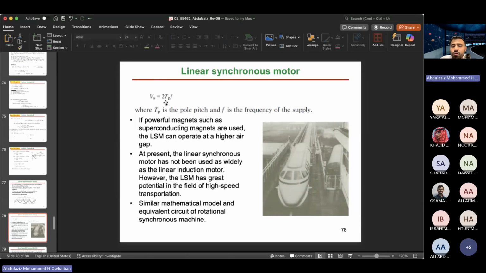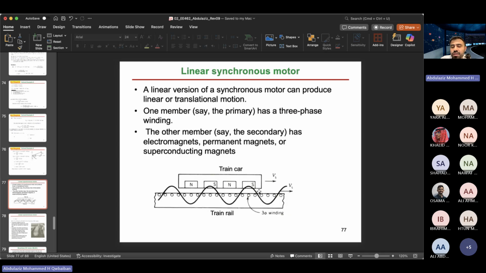Instead of the formula ns equals 120 F over P, you will have a different formula, which is velocity is 2 times the pole pitch. Pole pitch is the physical distance between the poles, or how many slots you count in the stator that would count as one pole.